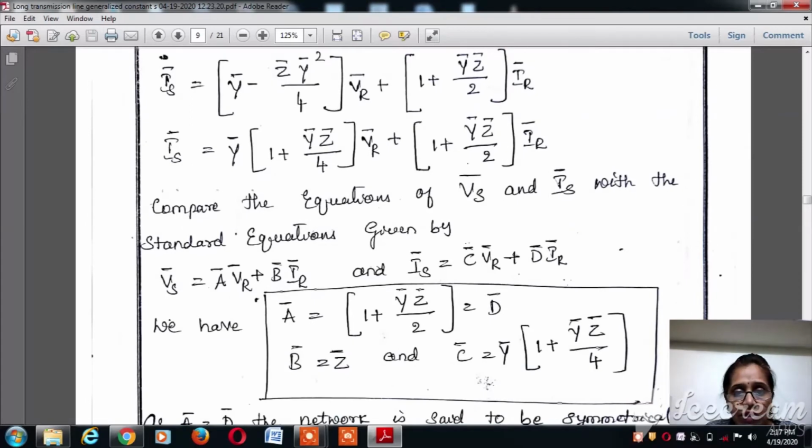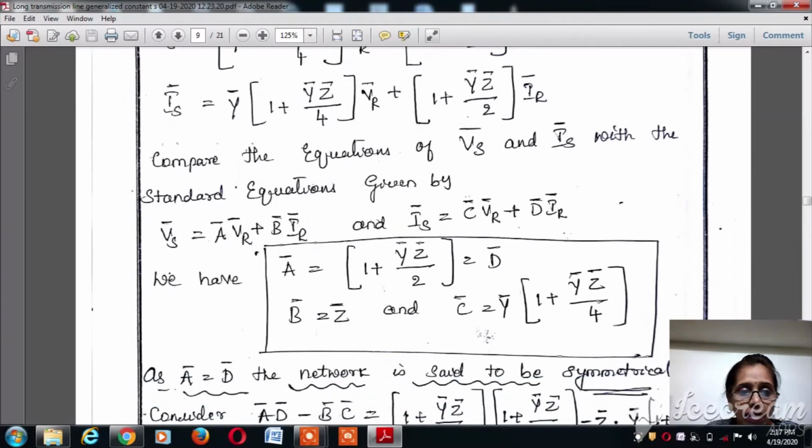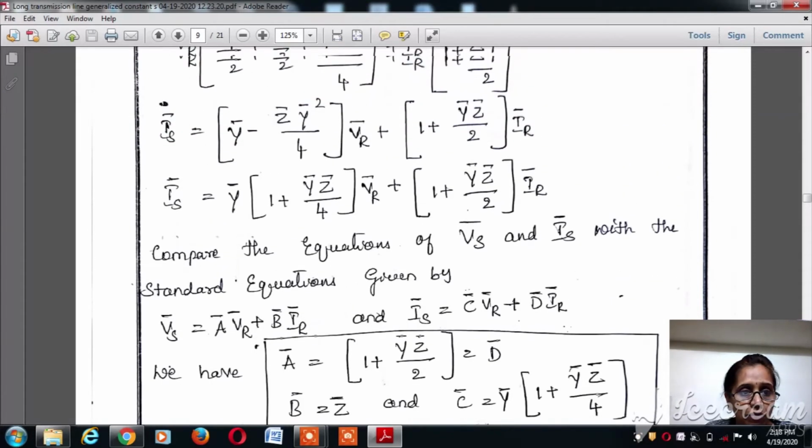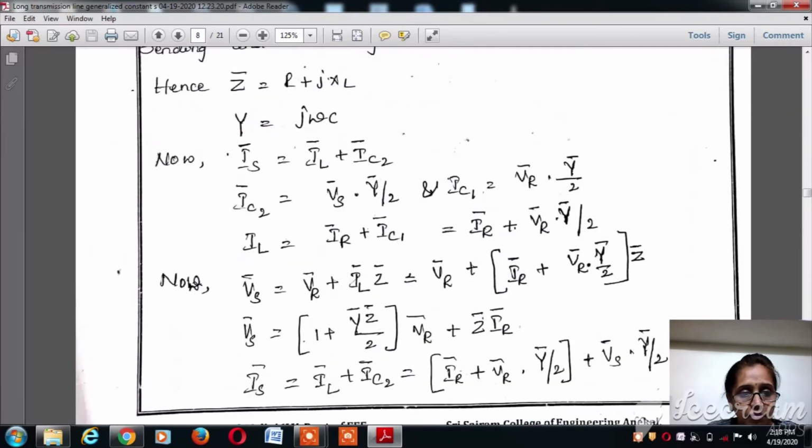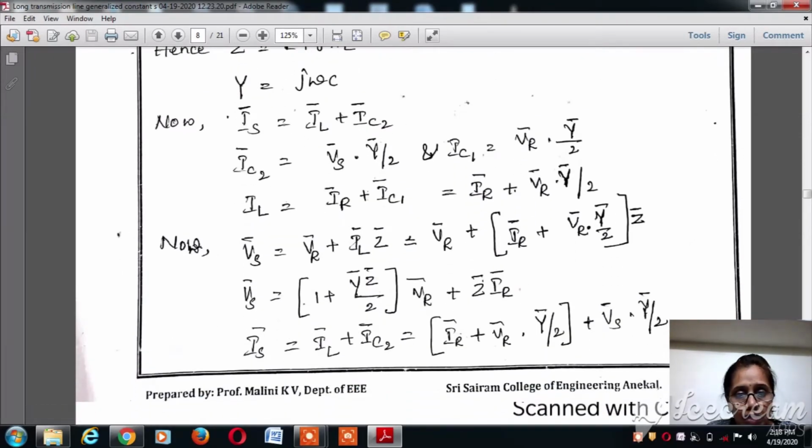Compare the equations of Vs and Is with the standard equations given by Vs is equal to A into VR plus B into IR, and Is is equal to C into VR plus D into IR. Now we have A is equal to 1 plus YZ divided by 2, that is equal to D, and B is equal to Z. Compare these equations: Vs is equal to A into VR plus B into IR. What is the equation for Vs here? Vs is equal to 1 plus YZ divided by 2 into VR plus Z into IR.